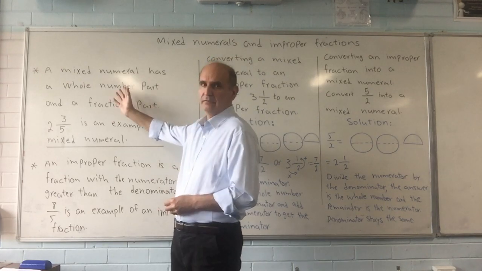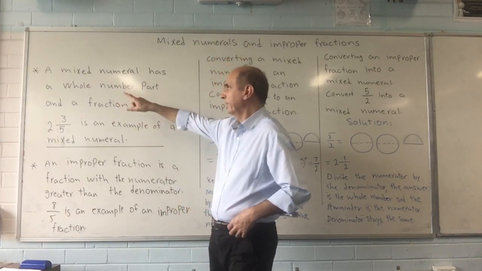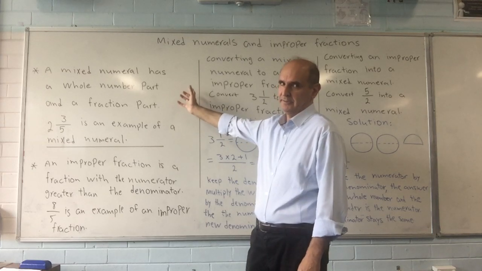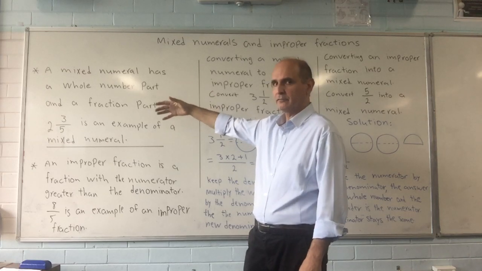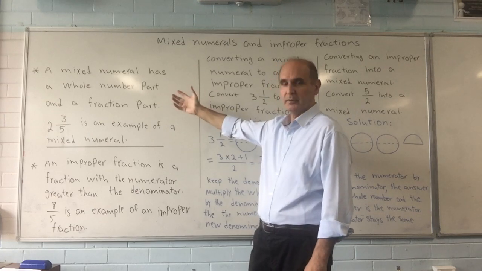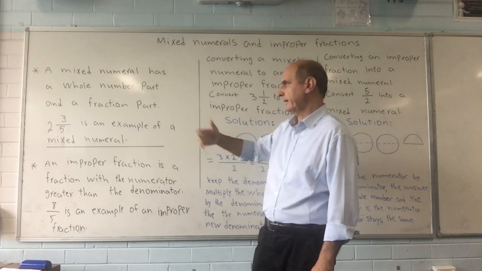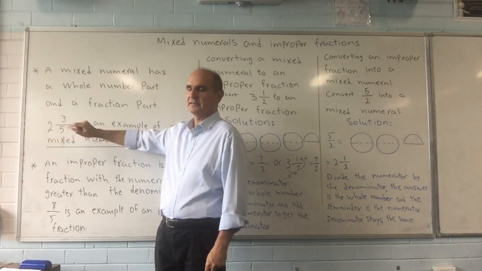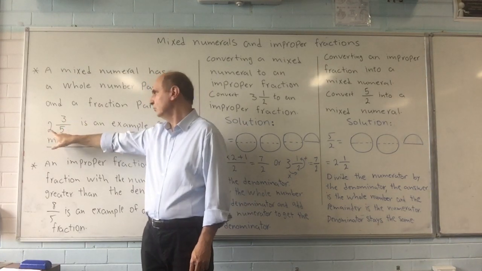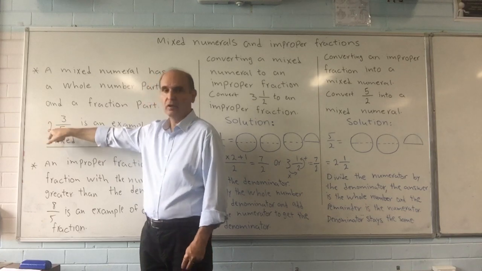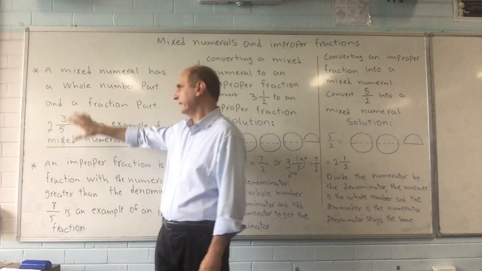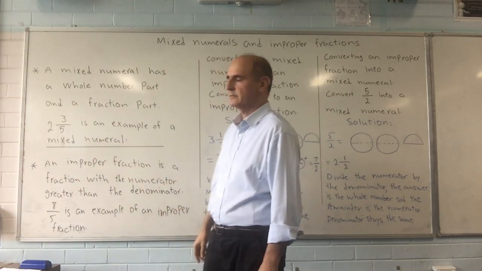First, let's have a look at the definition. A mixed numeral has two parts. One part is the whole number and the other part is a fraction. So 2 and 3/5 is an example of that, where 2 is your whole number part and 3/5 is your fractional part. That is an example of a mixed numeral.